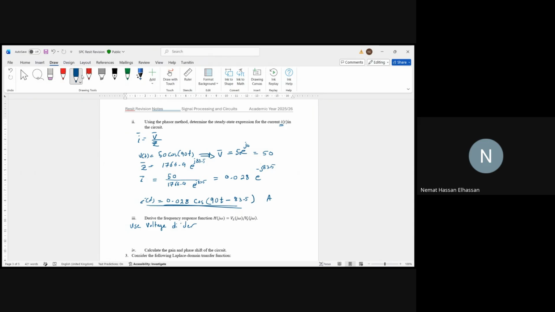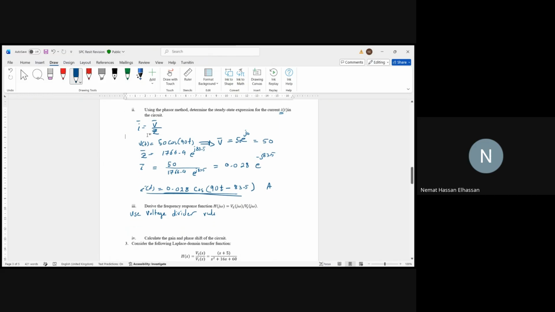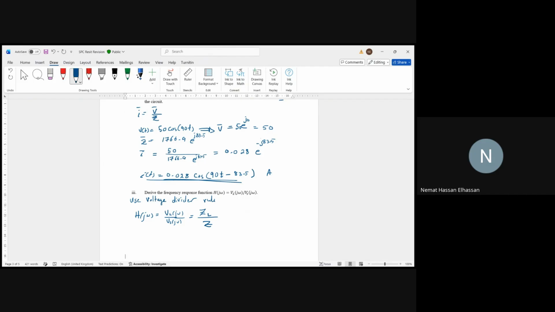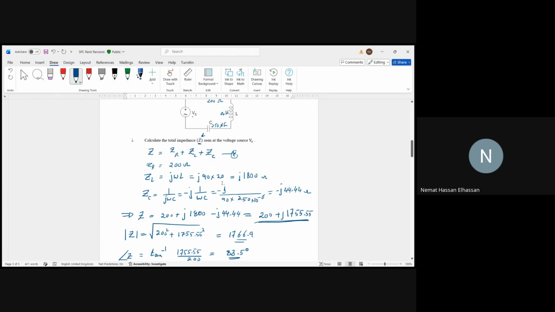So the voltage divider rule states that if your output is the voltage across an element divided by the total voltage, and all of your elements are connected in series, then your transfer function, which is VL over V total, will also be equal to the impedance of that element, ZL, over Z total. And we have already evaluated ZL from the first part of the question, which was jωL, which was j1800.